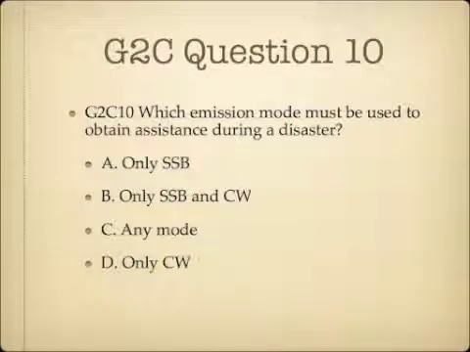Question 10. Which emission mode must be used to obtain assistance during a disaster? A. Only single sideband. B. Only single sideband and CW. C. Any mode. Or D. Only CW.